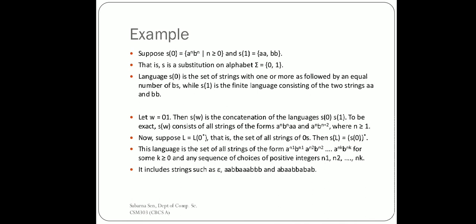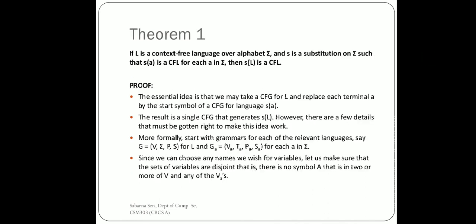So it can include this kind of strings. If you substitute 0 in place of n, it will be empty. If you substitute n equals 2, then it is AABB, right? If you substitute 3, then AABBB, and so on. So these are the various combinations possible. Now we will prove the theorem. I think the concept of substitution is now clear to you.